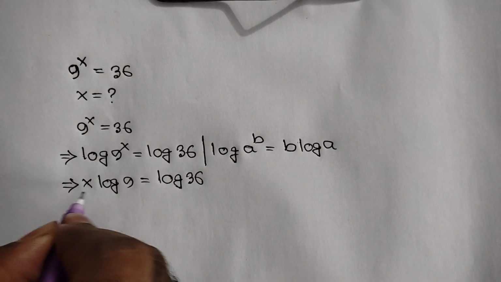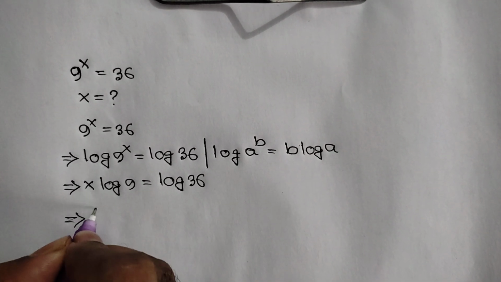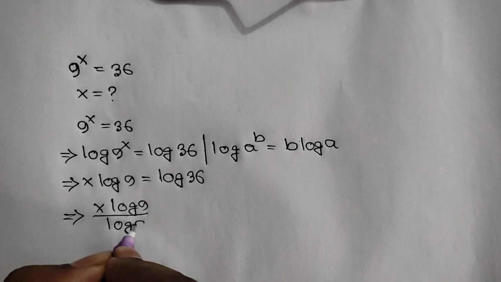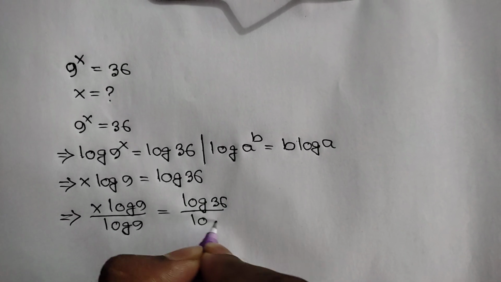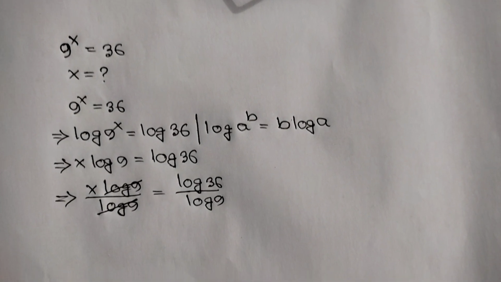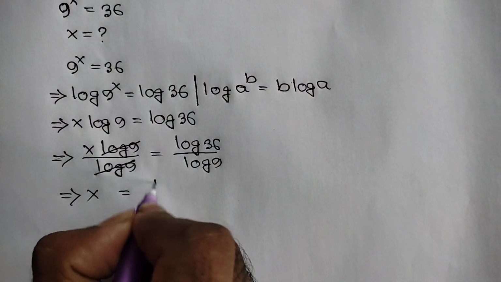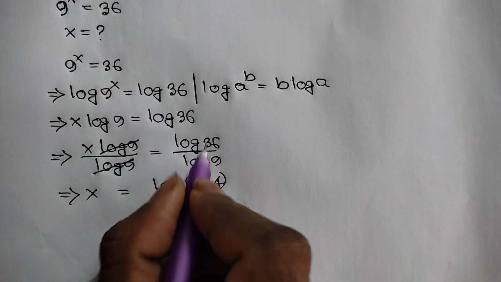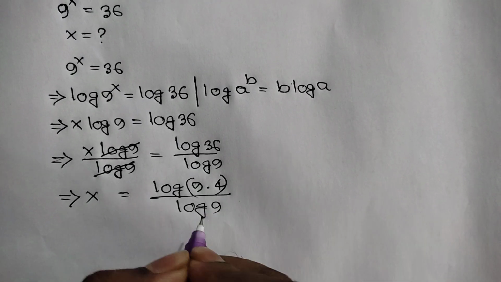We need the value of x, so here both sides divided by log of 9, so we can write x log of 9 over log of 9 is equal to log of 36 over log of 9. This log of 9 cancels out this log of 9, so x is equal to log of 9 times 4, because 9 times 4 is the same as 36, over log of 9.